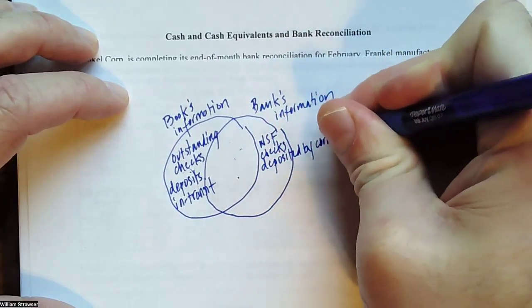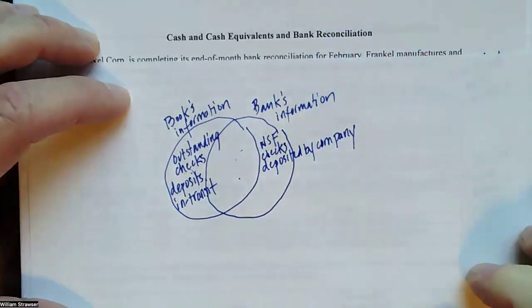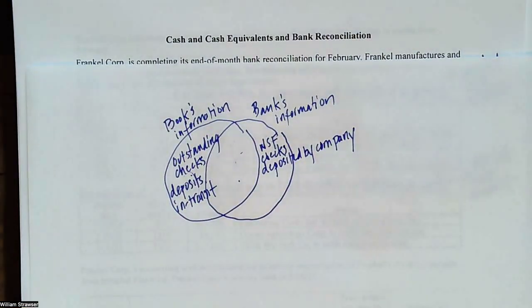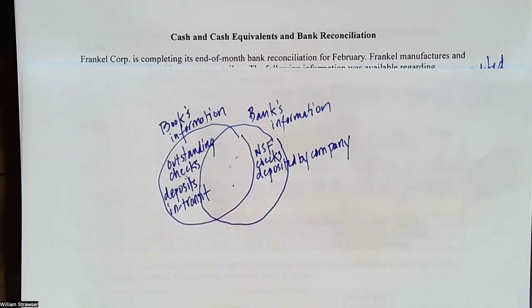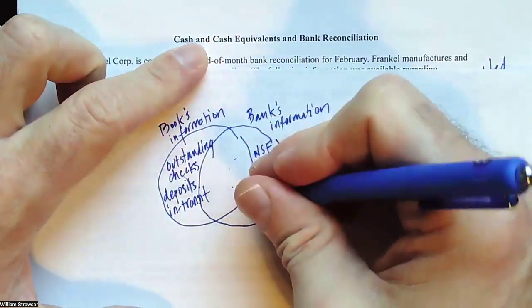So if a person writes a check to my company and there's insufficient funds, that's what NSF stands for. If there's insufficient funds to pay off that amount, then our bank will let us know. And the cherry on top, they'll charge us a fee for that as well. So the bank knows about NSF checks. The bank also knows about interest revenue.